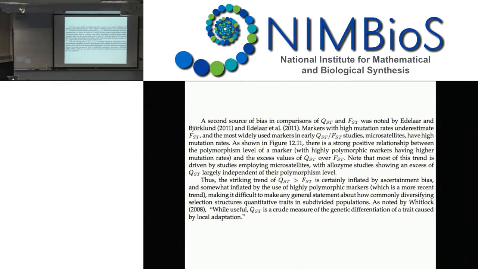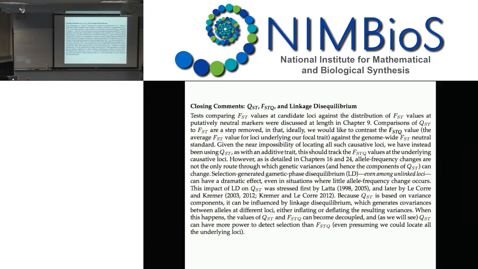And Whitlock again said, by those 2008 papers, very nice review. And again, you get references to the book. While useful, QST is a crude measure of genetic differentiation of a trait caused by local environments. So that sounds rather depressing.